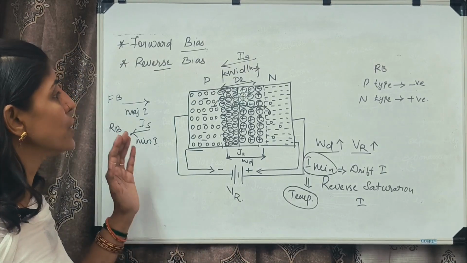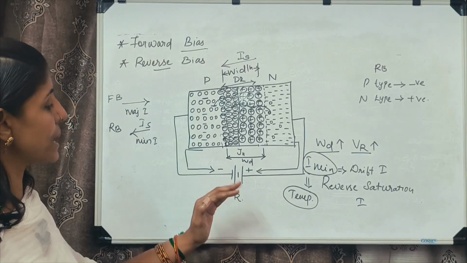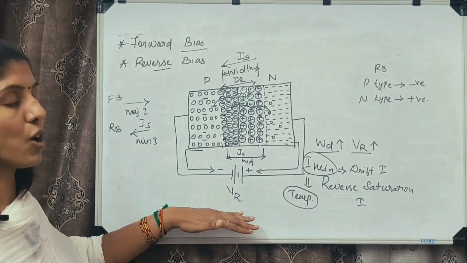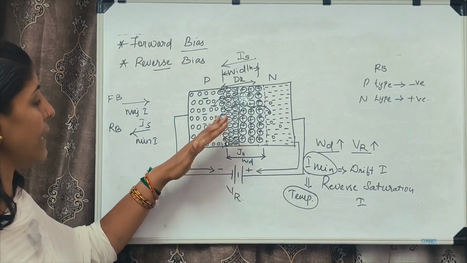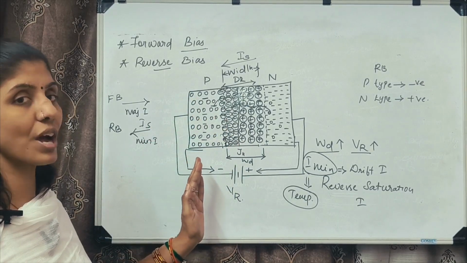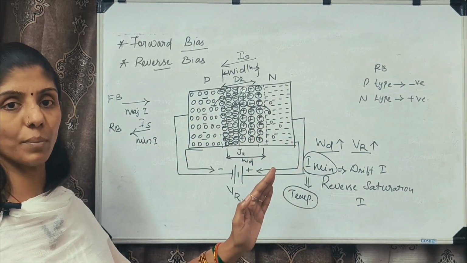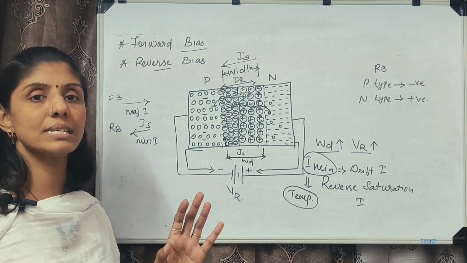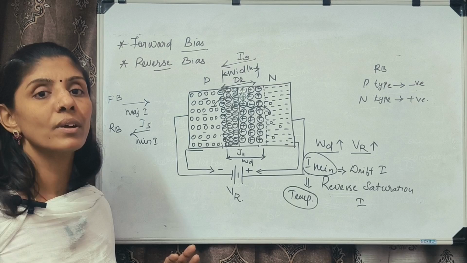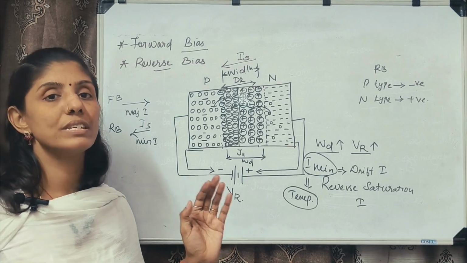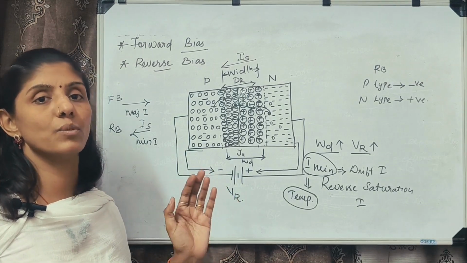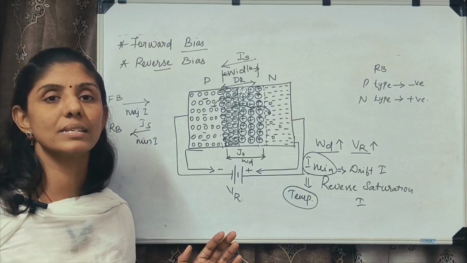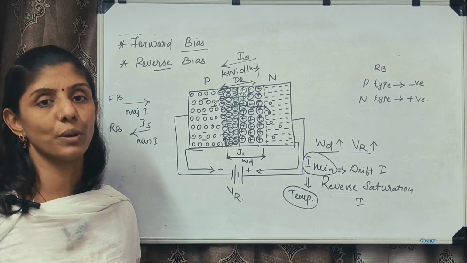Okay. So, if it is a reverse bias, you should remember how the connectivity should be, what is happening to the majority charge carriers, what is happening to the minority charge carriers, and why we call it a reverse saturation current. So in this class, we studied what is forward bias and what is reverse bias, as well as the working principle of forward bias and reverse bias.